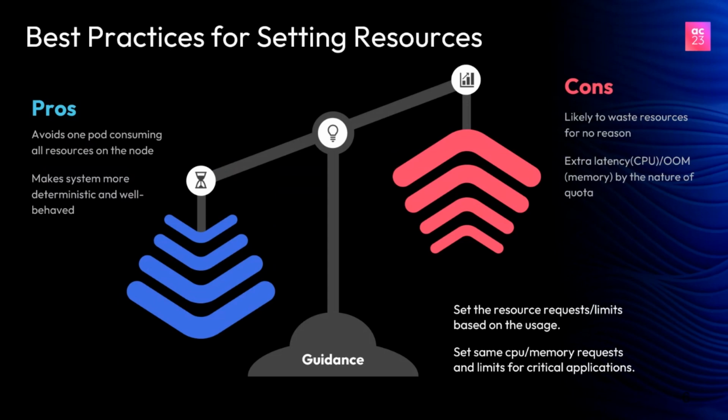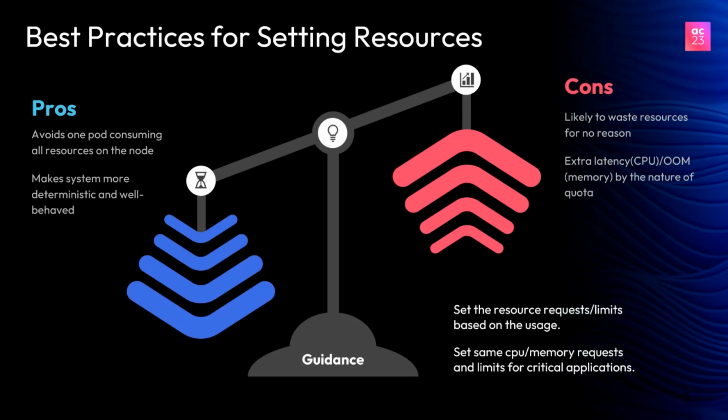So these are some of the best practices that we recommend for setting the resources. Again, there are pros and cons. The pros of setting these is you get a deterministic and well-behaved system. Like in Google, they do set it. Also, if let's say one of your pods is a rogue pod and it's trying to consume a lot of resources, it'll make sure that all the other resources on the node don't go down.